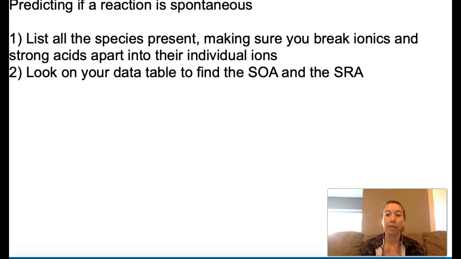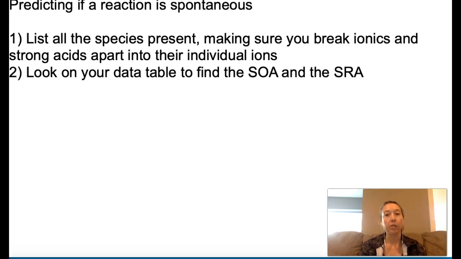And we would do the same thing with strong acids, right? So this is kind of like what we did when we were looking at net ionic equations, right? We kind of broke everything apart so that what we would be left with is the important things. So we want to do the same thing. We want to list everything we have. Then we want to figure out what is the strongest oxidizing agent and what is the strongest reducing agent.